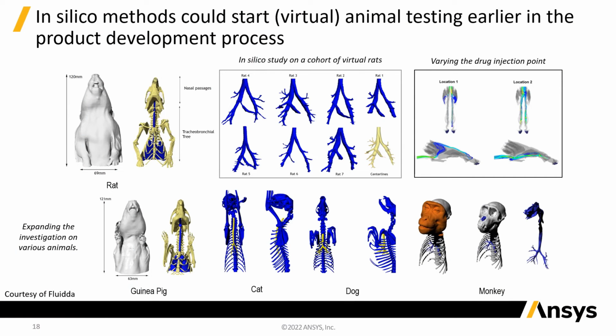Some of this work could be quite innovative, as shown in this investigation done by Fluidda about 10 years ago already. Rather than just considering the modeling of airflow in the human upper airways, they used the same numerical approach to model the particle distribution in the respiratory system in various animals, such as rats, guinea pigs, cats, dogs, and monkeys. The idea was not to save the life of lab animals, but to work with virtual animals earlier in the product development process.